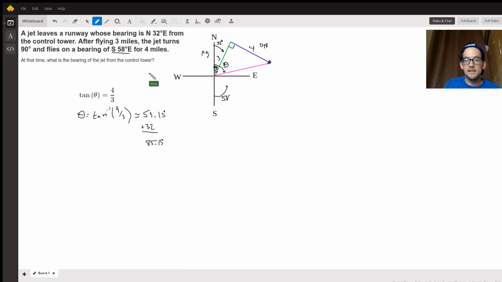And keeping it in the same notation, we would put north 85.5 degrees of east. It's crappy handwriting, but that's your answer.